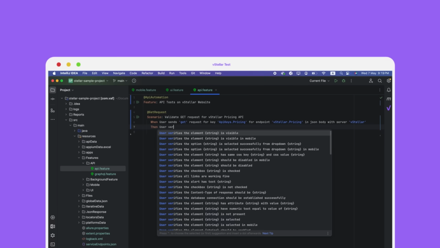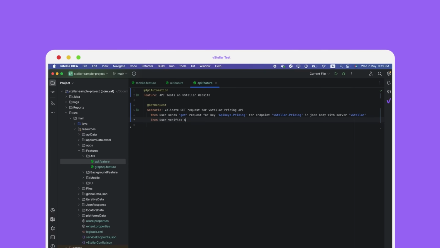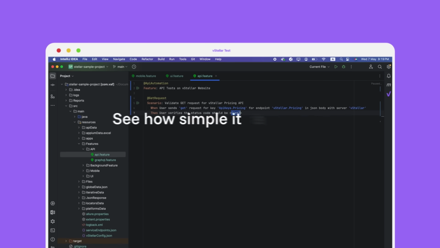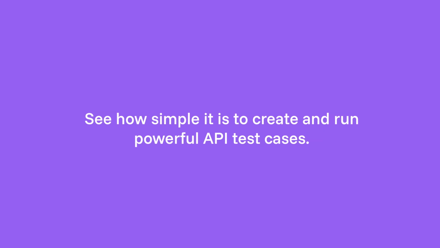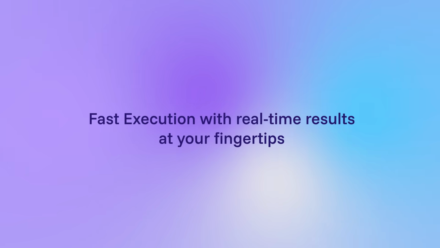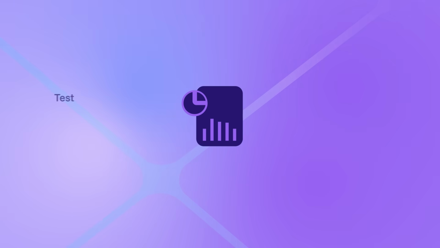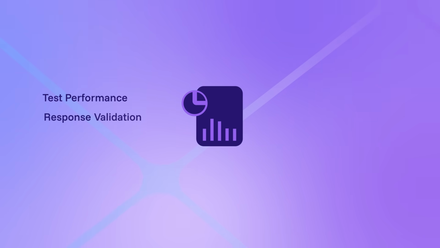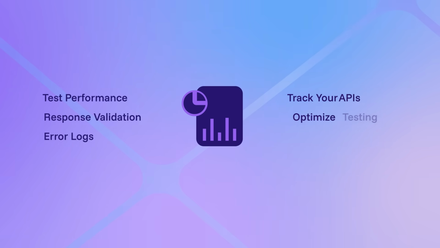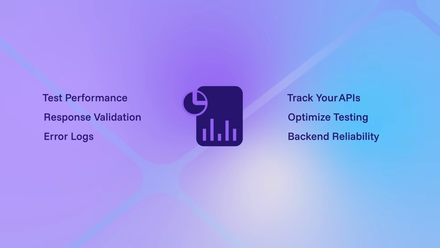Let's take a quick look at an API feature file. See how simple it is to create and run powerful API test cases. Fast execution with real-time results at your fingertips. vStellar's detailed reports provide insights into test performance, response validation, and error logs. You can track your APIs, optimize testing, and ensure back-end reliability.